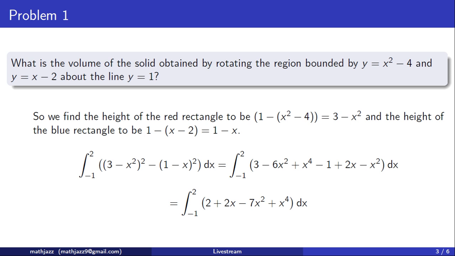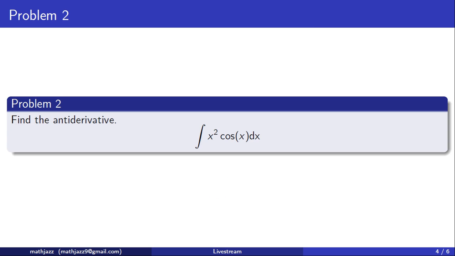Okay, so that was a volume of rotation. Here is an integration by parts question. So we want to find the antiderivative of x squared cosine x with respect to x.